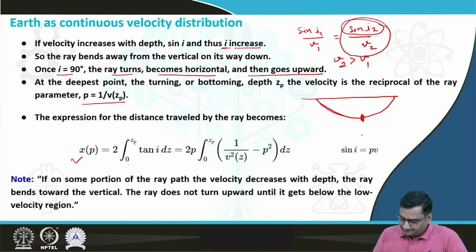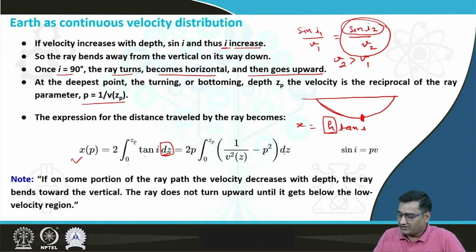We know that the distance traveled by the ray x is equal to h tan i, that we learnt in the previous lecture. So the total distance, because the earth is continuous, we can write as 2 integral 0 to zp tan i dz. dz is the depth it basically traveled. So that will further be equal to 2p integral 0 to zp 1 by root of v square minus p square dz, because we know that sin i is equal to pv, as Snell's law says.